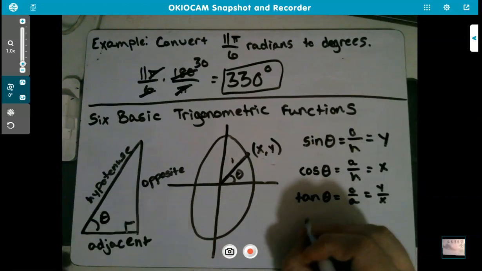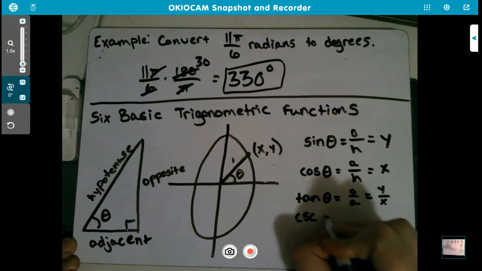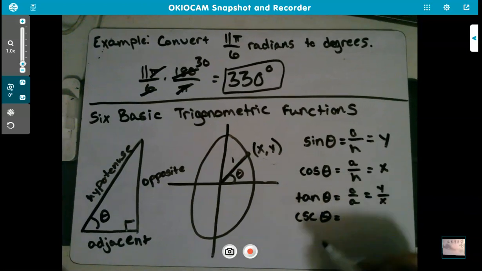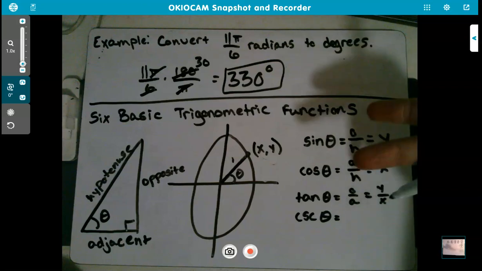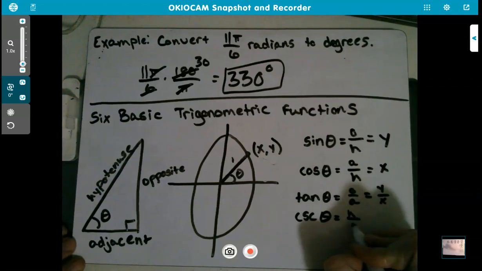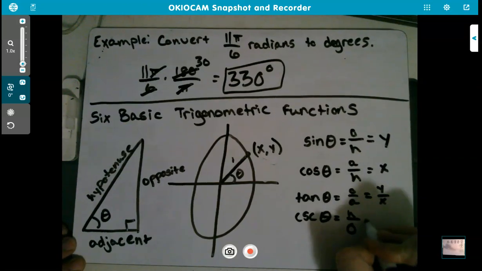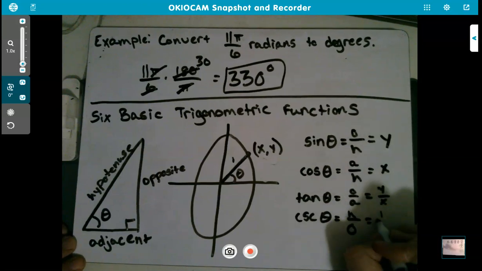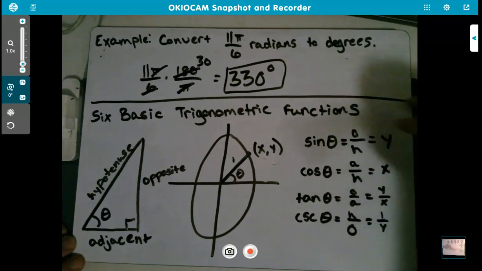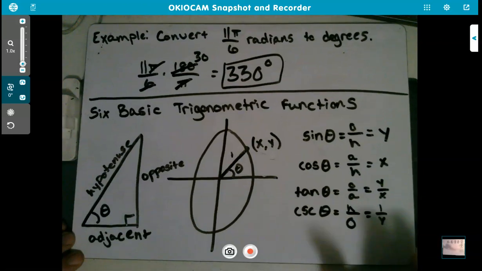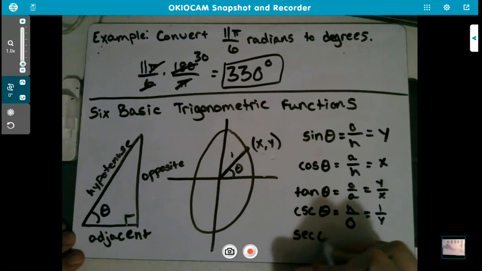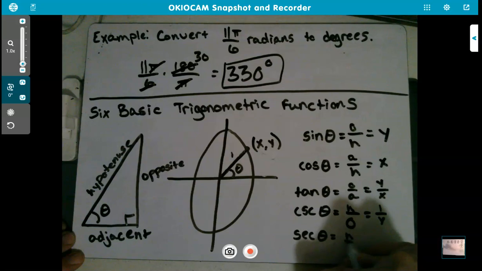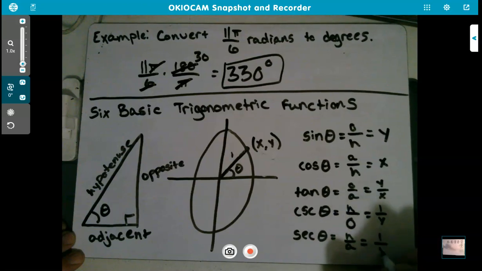We also have cosecant theta, which is just sine but flipped. So it's going to be hypotenuse over opposite, or 1 over y. So it's just going to be flipping it, okay? Then we have secant, which is just going to be cosine flipped. So hypotenuse over adjacent, or 1 over x.